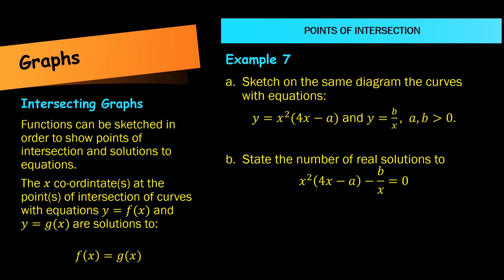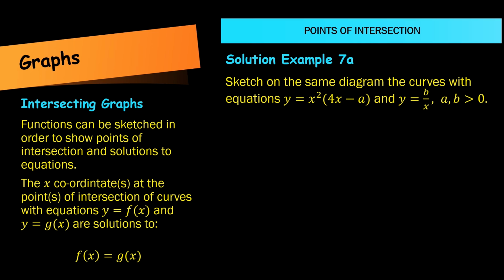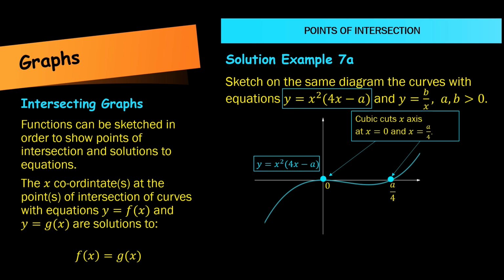So now let's solve example 7a. We are required to sketch on the same diagram the curves with equations y equals x squared times 4x minus a and y equals b over x, where a and b are greater than 0. So here we have y equals x squared times 4x minus a, and notice we have a repeated root at x equals 0, and the x-axis is cut at x equals a over 4, as shown.